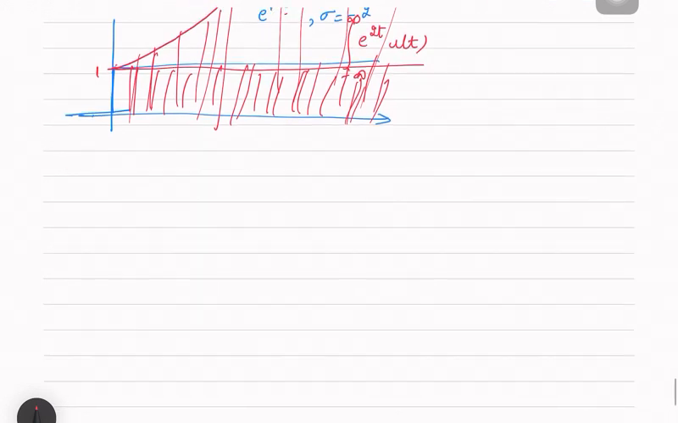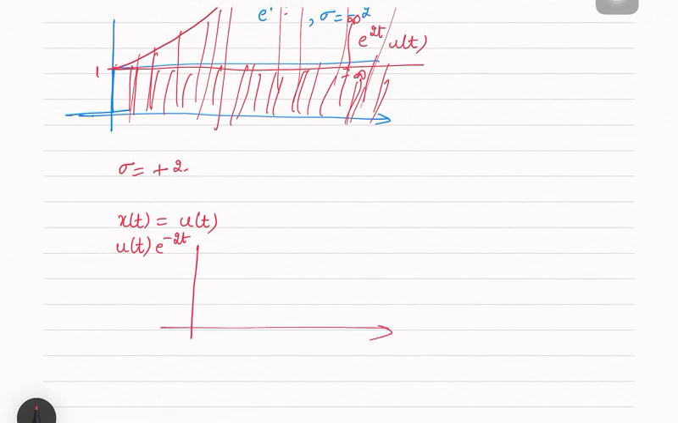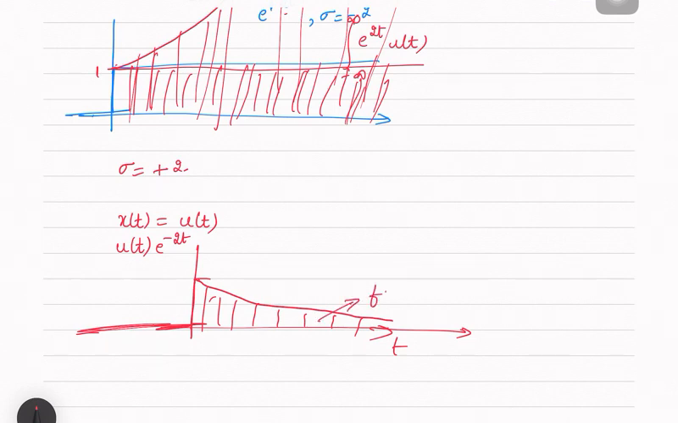Now I'll take another value, sigma equal to plus 2. What will happen? If you take x of t equal to u of t and draw u of t into e power minus 2t, what do you get? You get this signal. It starts from 1, it is 0 here for t less than 0, and you get an exponentially decaying signal, and ultimately as t tends to infinity this goes to 0, so the area under this, if you calculate, will be finite.